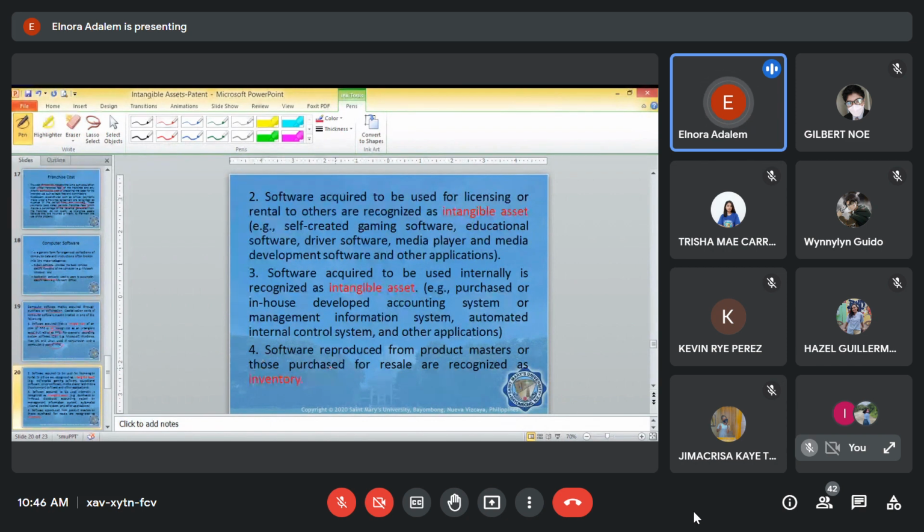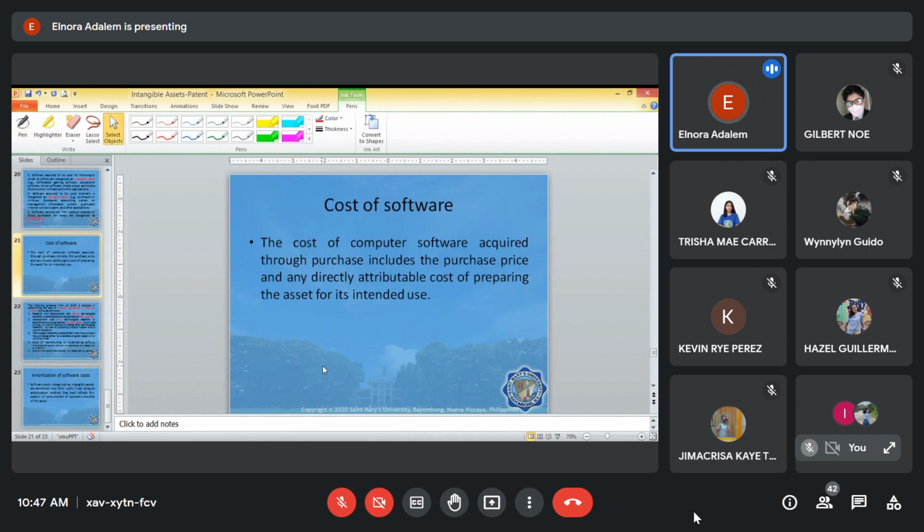And then number 4, software reproduced from product masters or those purchased for resale are considered as inventory. So there are 3 treatments for computer software. It may be PPE, if it was bought as part of the PPE bought. It may be an intangible asset, or it may be an inventory. So those are the three treatments of computer software. Now, what will be the cost of the computer software? The same. It will include the purchase price and then directly attributable costs.